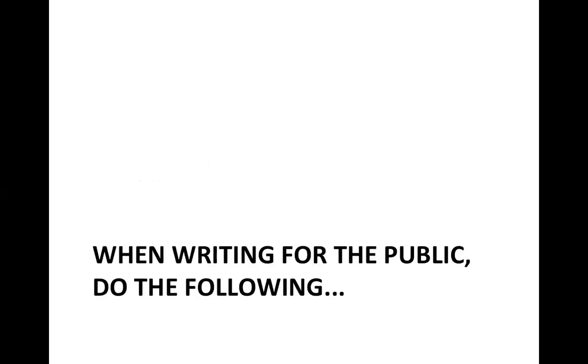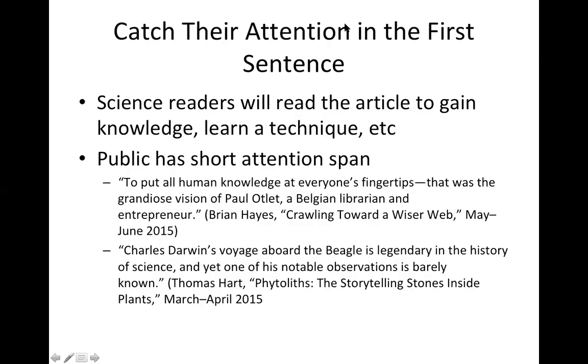So let's talk about what we do when we're writing for the public. When we're writing for the public, we need to do the following things. We need to, sorry, my thing is off. There we go. We need to catch people's attention in the first sentence. So science readers are reading an article for a reason. For you guys, you were reading an article because I assigned it to you.